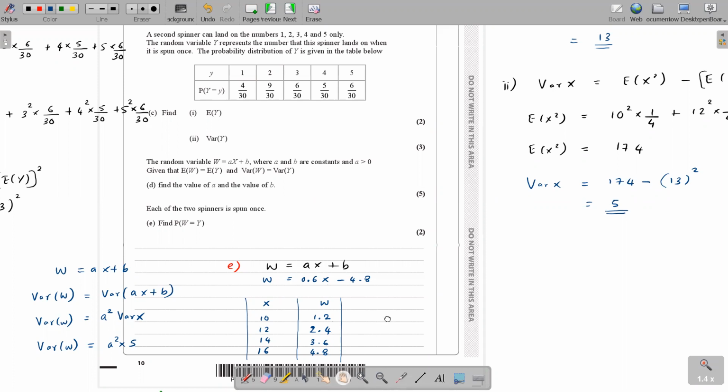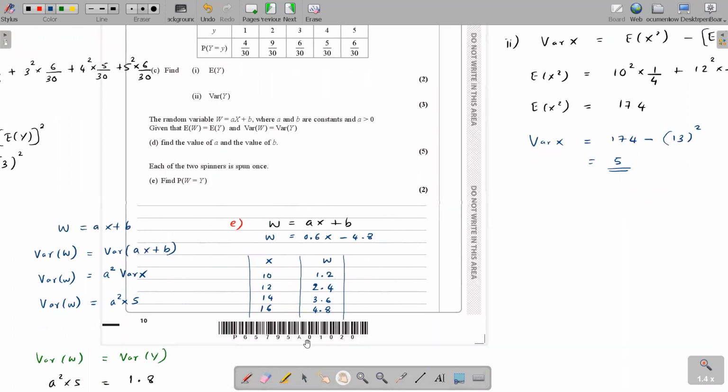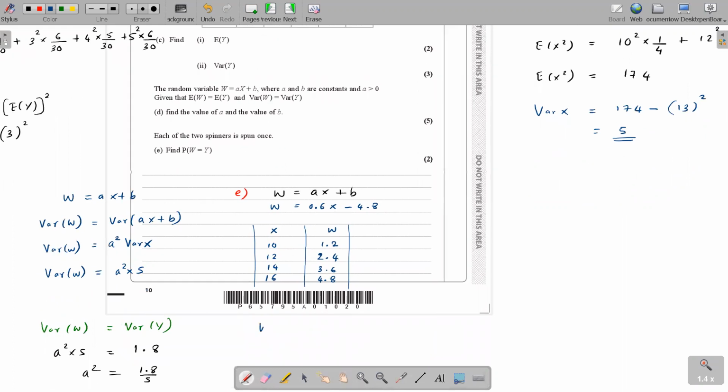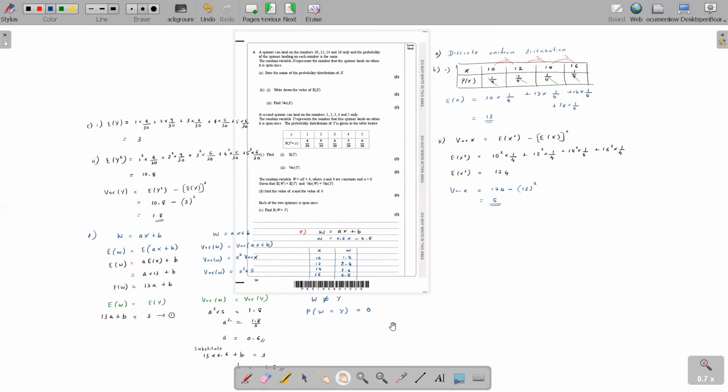So you can show the values of W. Okay. So they are not equal. Not equal. W values are not equal to Y values. So probability of W equal Y becomes how much? 0. The probability of W equal Y becomes 0 because that doesn't happen.